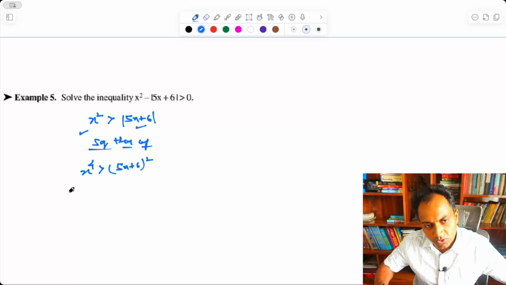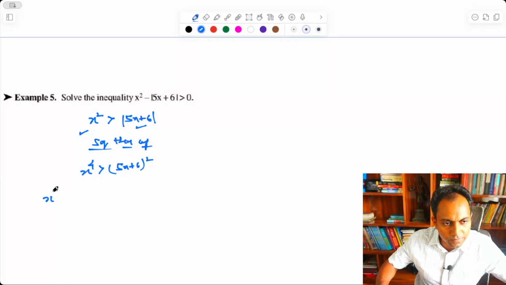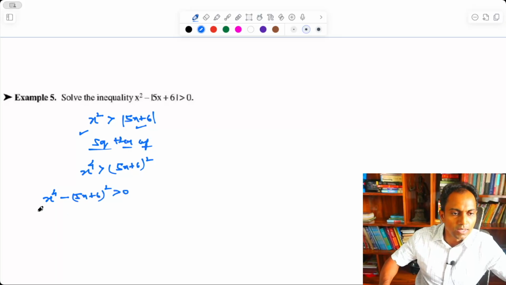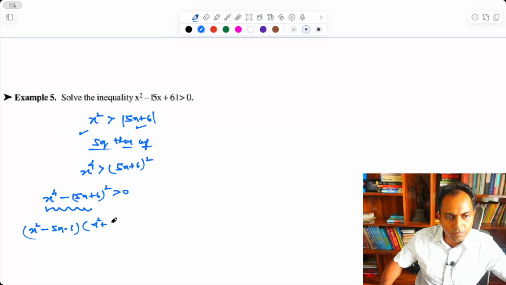This we did with equations also, by the way. Now in order to solve, we'll take them on the same side. So what we have is x raised to the power 4 minus 5x plus 6 whole square is greater than 0. It is totally possible to factorize and apply the wavy curve method. So x square minus 5x minus 6, a minus b, and then a plus b, x square plus 5x plus 6. Now this can very easily be factorized: the first will become x minus 6 into x plus 1, the second will become x plus 2 into x plus 3.